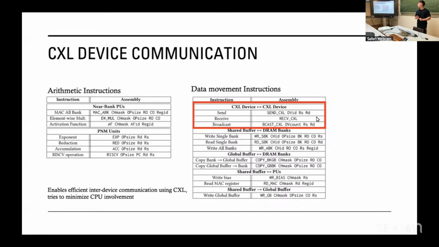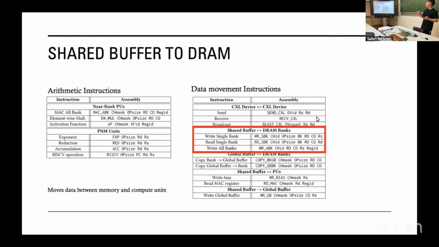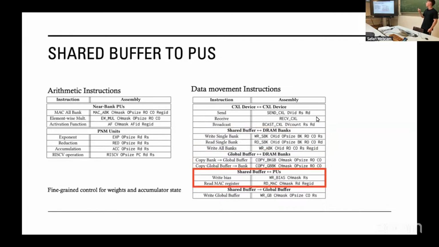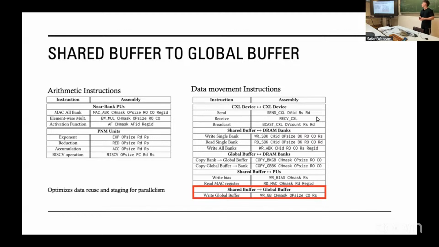Send also has multicast. But multicast is, under the hood, using the broadcast instruction, and each CXL port additionally has a device ID, such that we can put in the device IDs and don't have to broadcast it. And afterwards, for the communication between the shared buffer and DRAM banks, global buffer, shared buffer, and shared buffer to global buffer again, the bottom four aren't that important. It's just to show how really granular this ISA is.